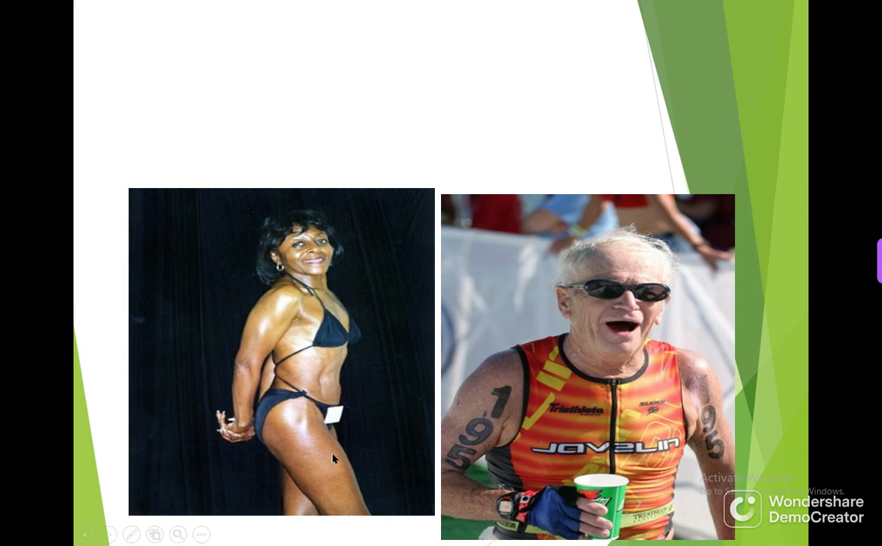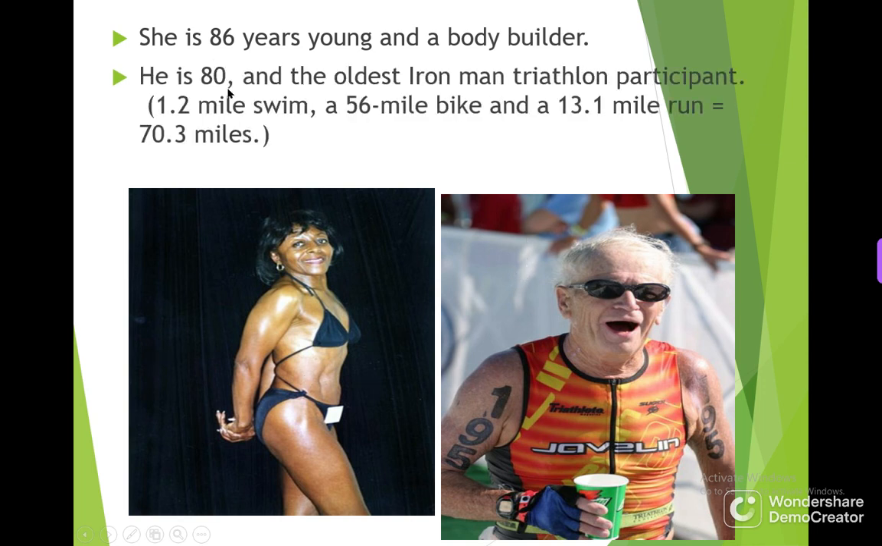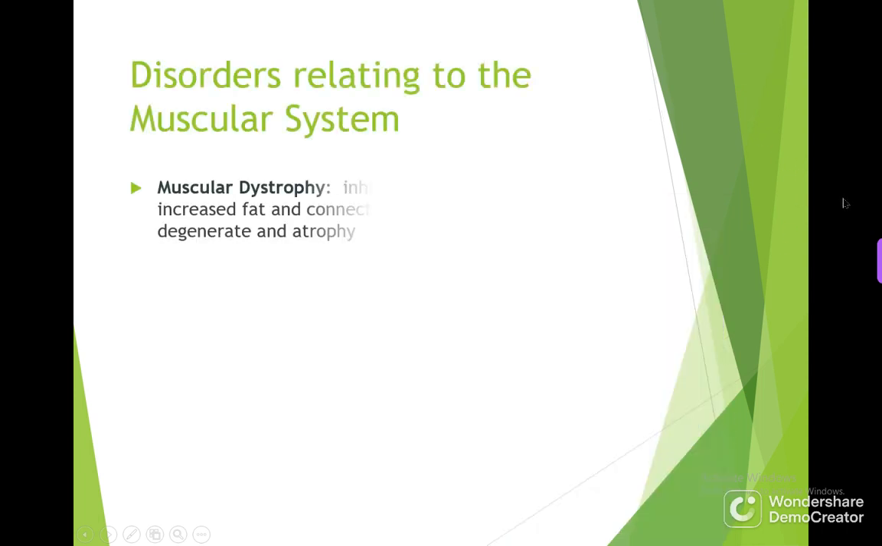Now this is a person who is aged around 80 years, let's say she is 86 years old, and a bodybuilder, and she can swim, and is a triathlon participant. A 1 to 2 mile swim, then a 56 mile bike, and a 13.1 mile run. That is 70.3 miles he achieved at the age of 80. And this is how they keep themselves fit.